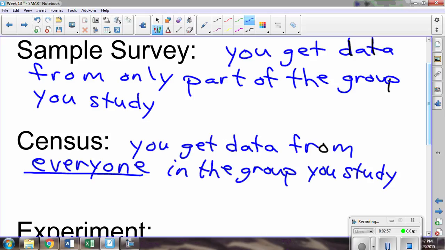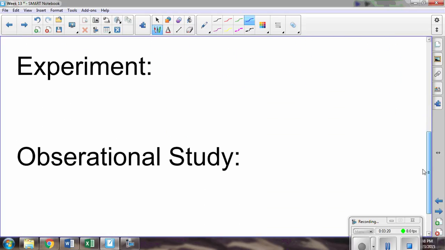For a sample survey, you don't need 100%. You can do 10% of everybody, 30% of everybody. If you wanted to have a really huge sample, you can go 90% of everybody. But in a sample, you don't get 100%. In a census, you do. That's the only difference between them. Next two vocab we'll look at are experiment versus observational study.